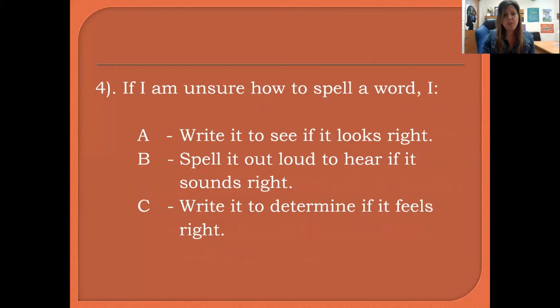Question number 4. If I am unsure how to spell a word, I, A, write it to see if it looks right, B, spell it out loud to hear if it sounds right, or C, write it to determine if it feels right. If you are unsure how to spell a word, are you A, B, or C?